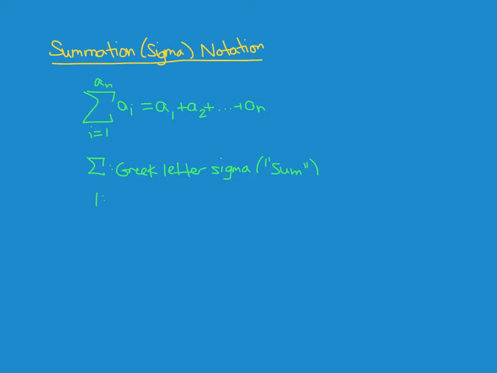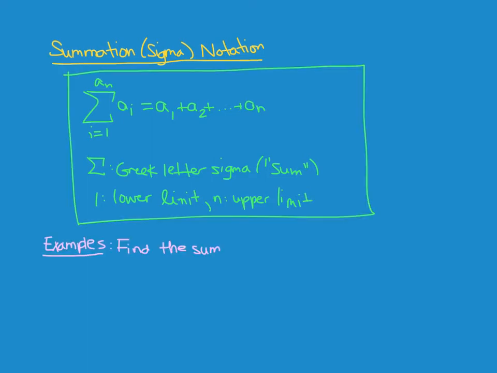The 1 is my lower limit. Occasionally you will see your lower limit start at a different number, like 0 or 2. And my n is called my upper limit. So if you don't understand what this formula is, that's fine. I think you'll probably get it a lot better when we do a few examples.